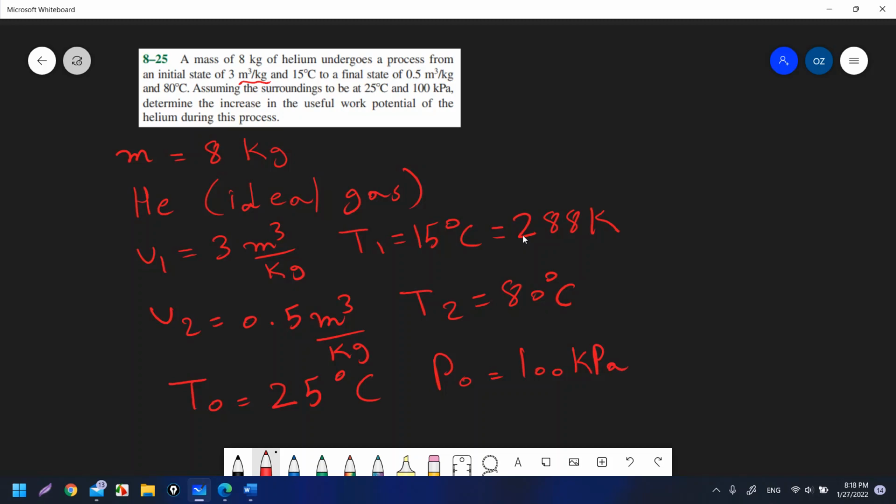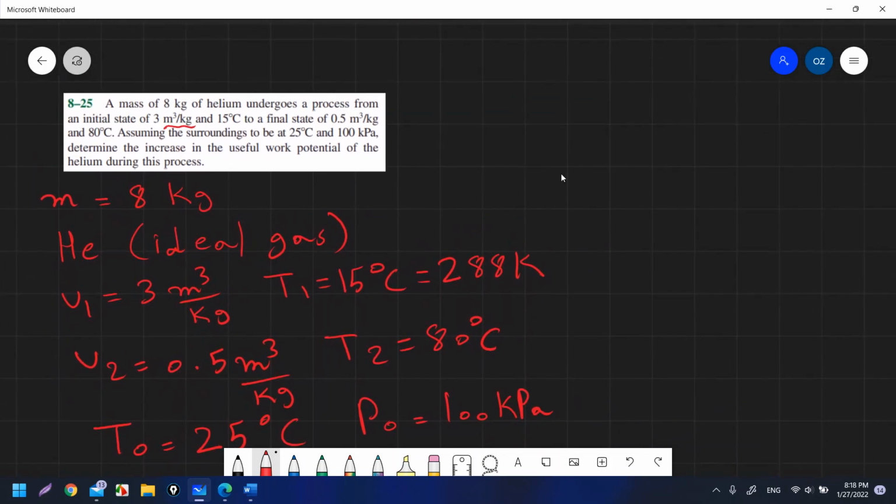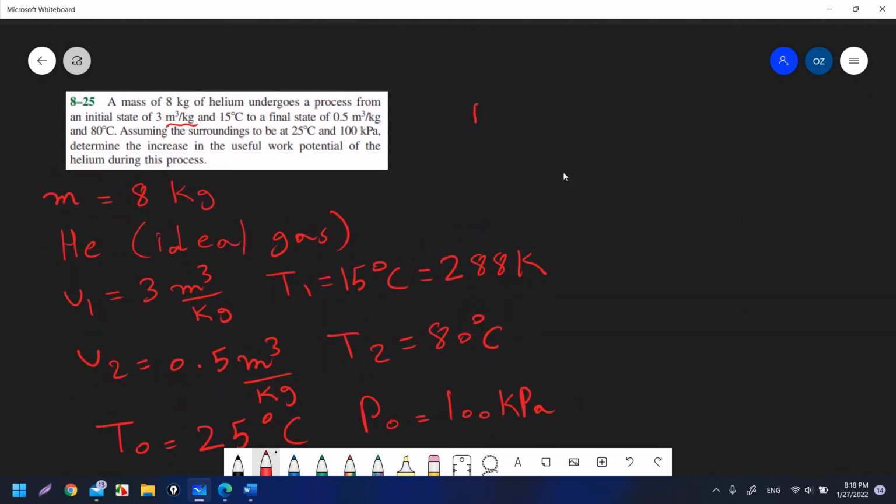He wants from me to determine the increase in the useful work potential of the helium during this process. The process is from 1 to 2. There will be an increase in the useful work potential. Okay, what is the useful work potential? Useful work potential is Exergy.